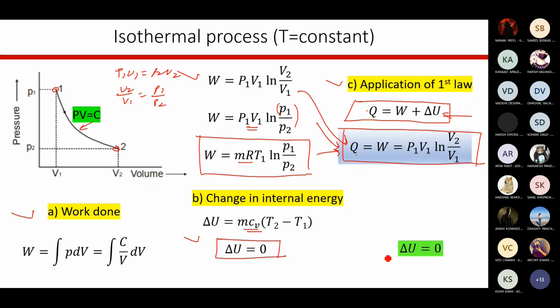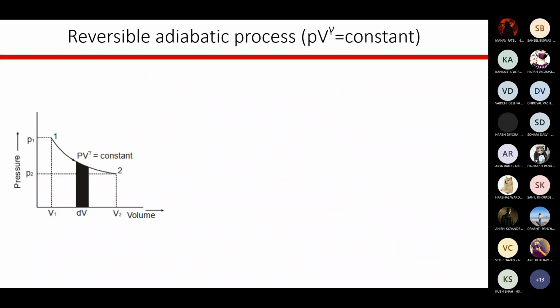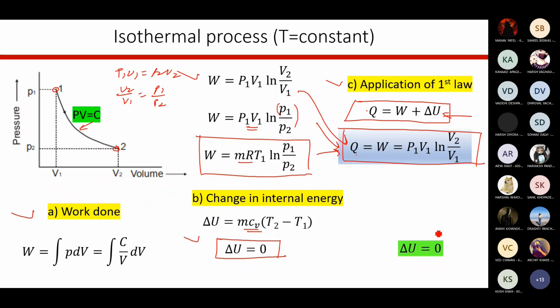So the thing which you should note down in case of isothermal processes, there is no change in internal energy. Delta U is equal to 0. Note it down. There is no change in internal energy in case of an isothermal process, and Q is equal to W. So the moment you know delta U is 0, we know Q is equal to W for an isothermal process. Now can I go to the next slide?